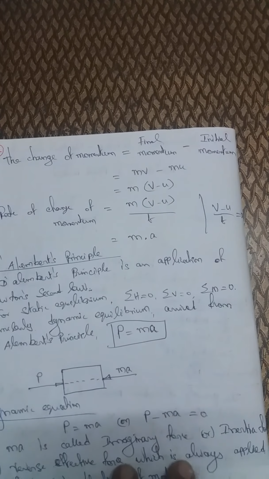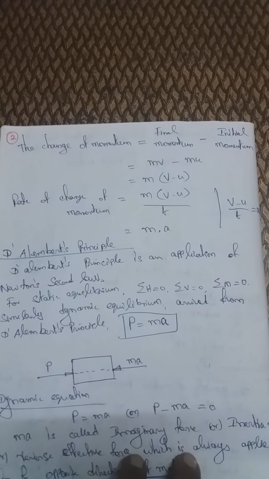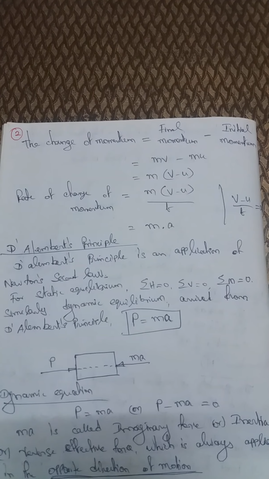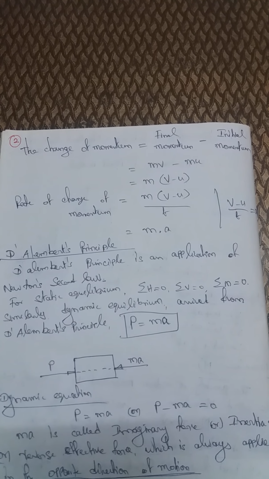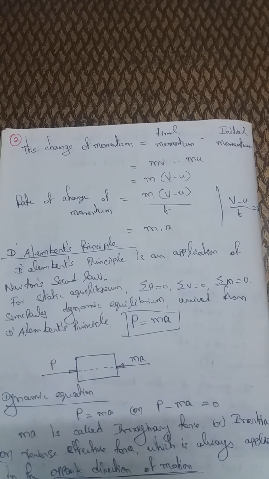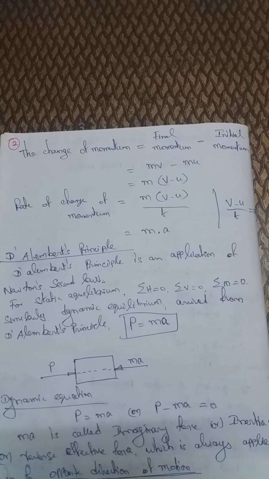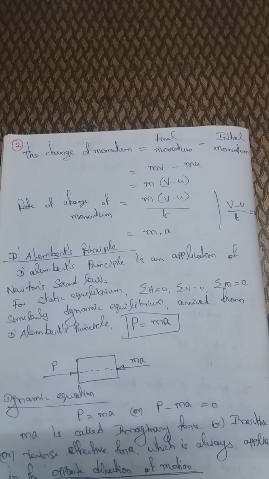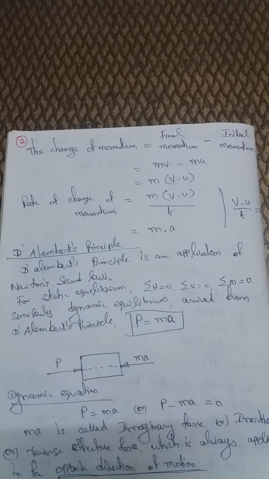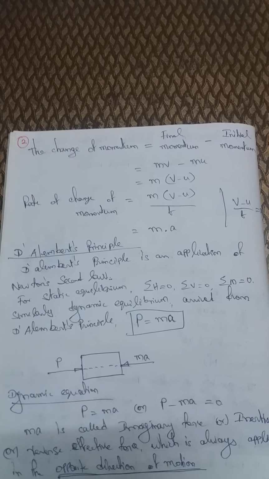Now, the change of momentum is equal to final momentum minus initial momentum. We derive it as m into v minus m into u, that is mass into velocity. So let me take out m into v minus u, that is the change of velocities. So m into v minus u is the change of momentum.